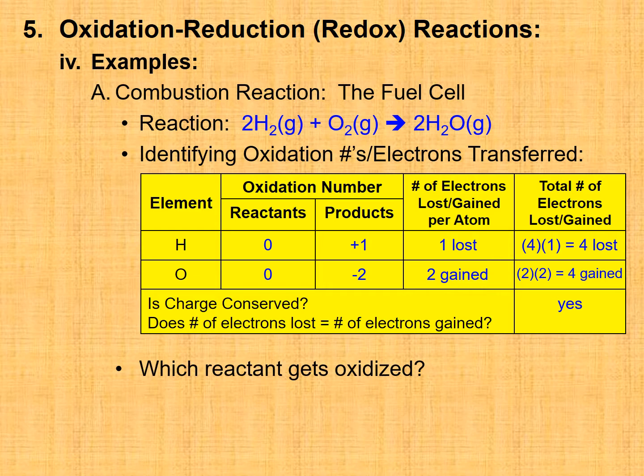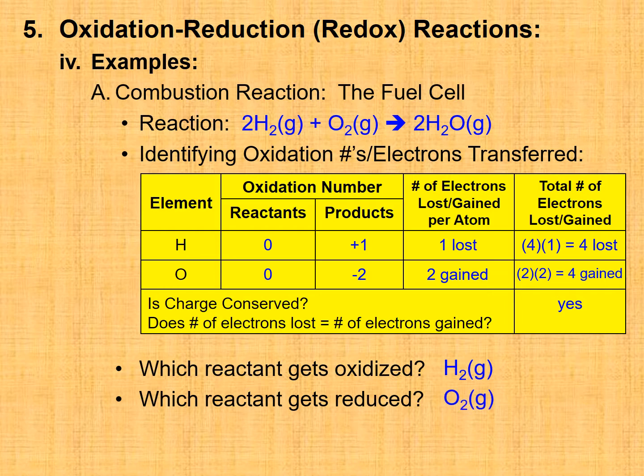Because the hydrogen atoms lose electrons in the reaction, hydrogen is the species in the reaction that gets oxidized. Remember the oil in the oil rig, right? Oil, meaning oxidation, is loss of electrons. Because oxygen is a species which gains electrons in the reaction, oxygen gets reduced in the reaction. Remember the rig in oil rig. Reduction is gain.